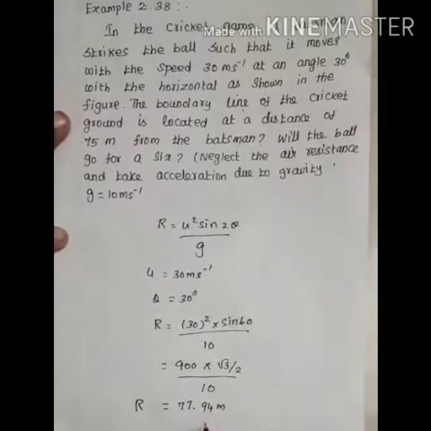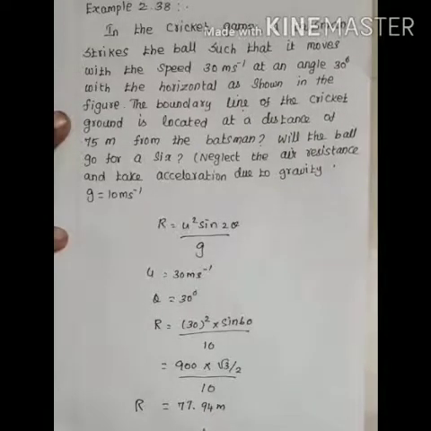Therefore, the range R is equal to 77.94 meter. The distance is greater than the distance of the boundary line. Hence, the ball will cross the line and go for a 6.